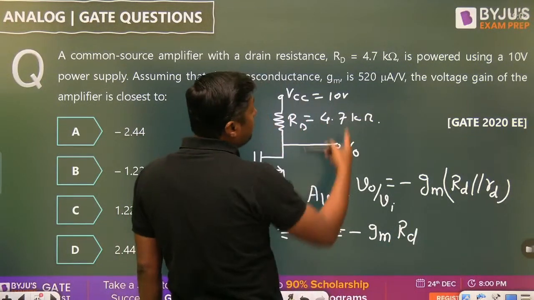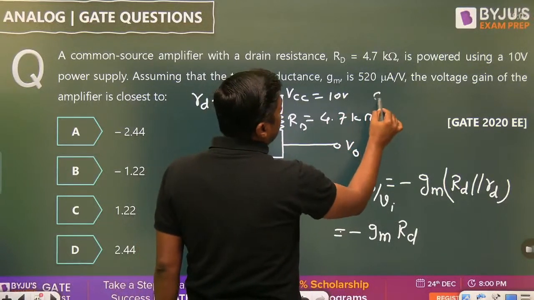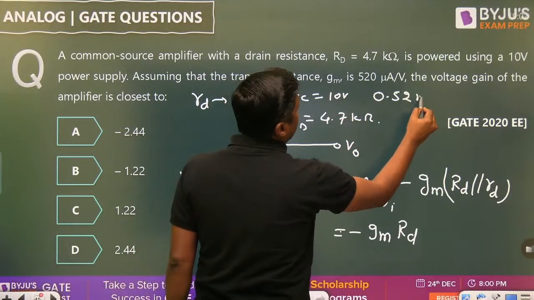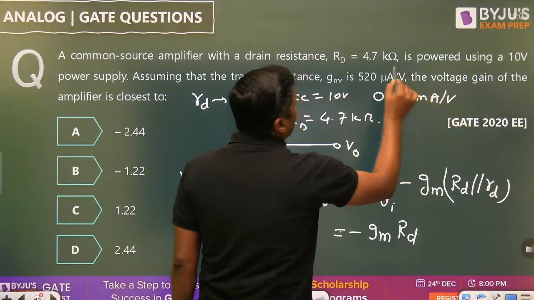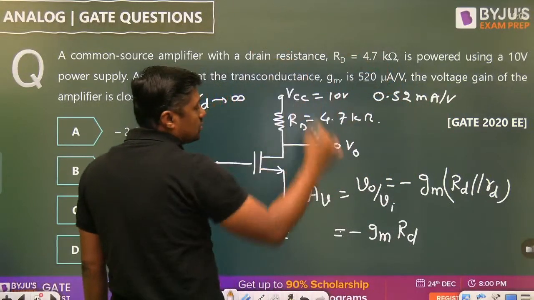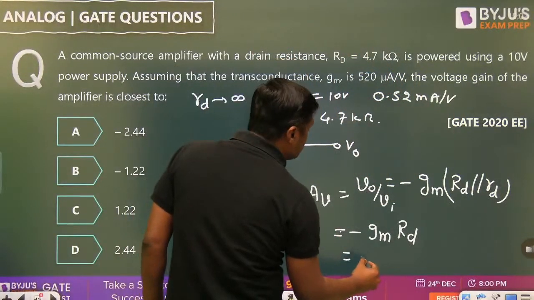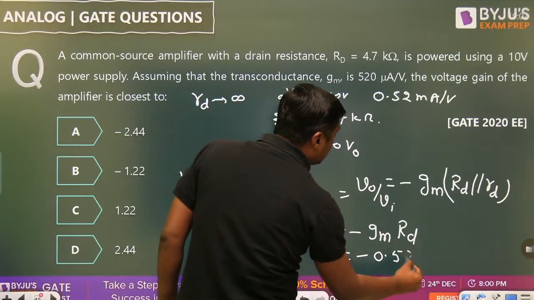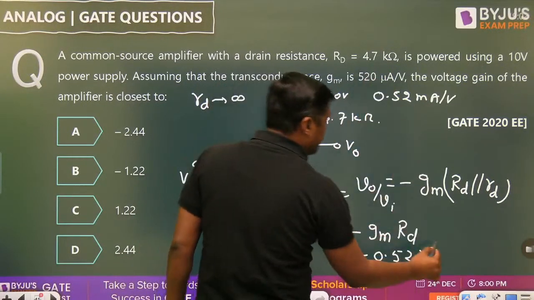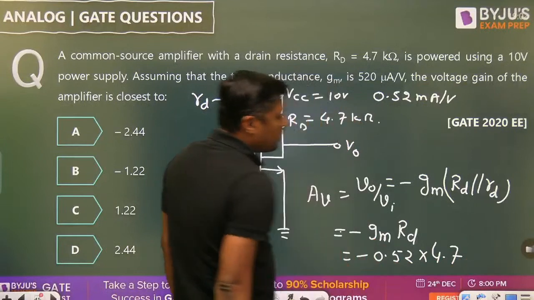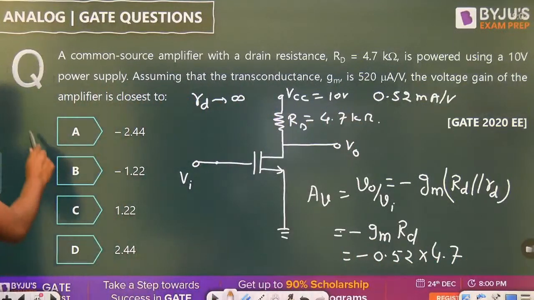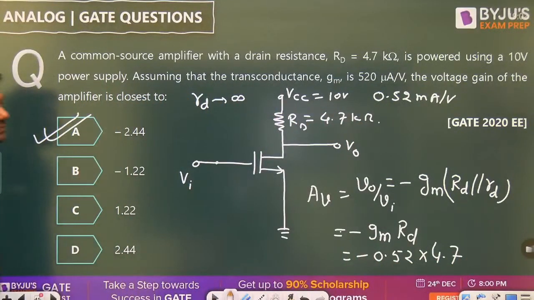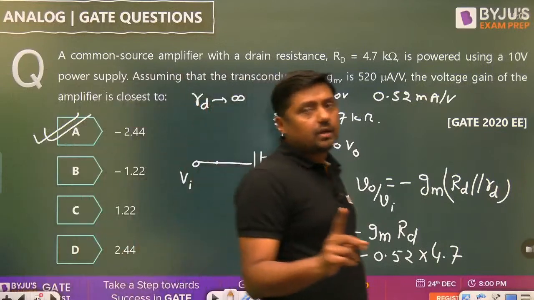Now what is the gm? 520 microampere per volt. Convert it into milliampere, 0.52 milliampere per volt. Milli is cancelled with the kilo, so that's why it will become very easy. Minus 0.52 into 4.7, nearly equal to minus 2.44. That is the answer. 1 mark question, electrical students.